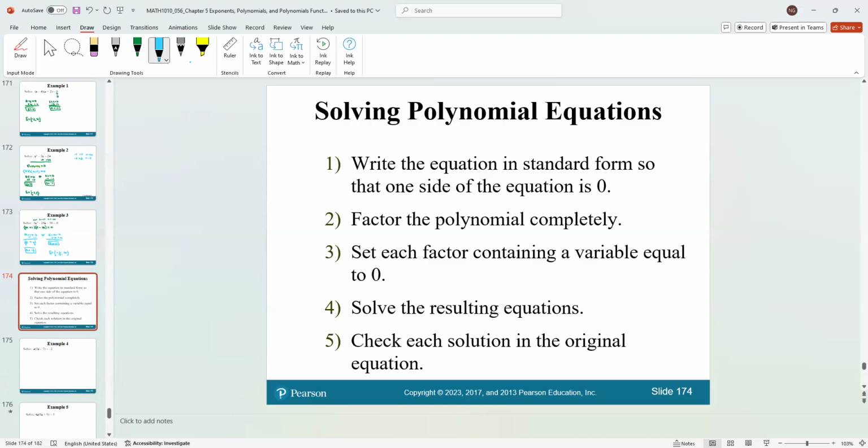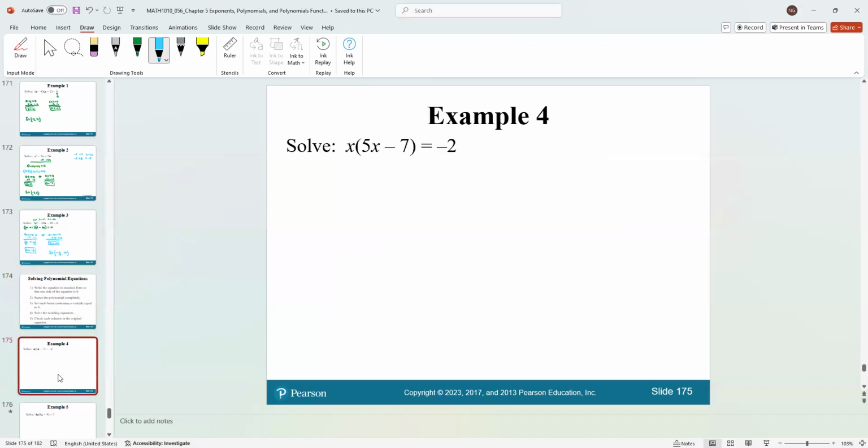Remember, not all answers are solutions, right? You can solve an equation and obtain an answer, but the answer is not yet a solution. Now you need to verify it first in the original equation. If it's verified, then it becomes a solution.